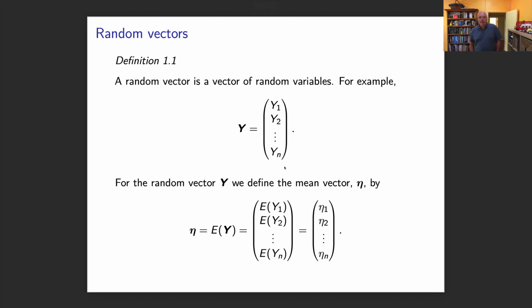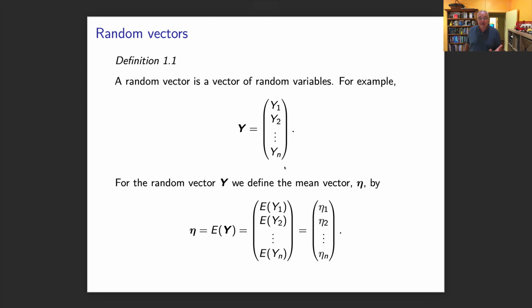So here's definition 1.1. Imagine I have n random variables, y1 up to yn, and I put them in an n by 1 vector, where the first element is y1, then y2, all the way to yn. I can indicate that this is a random variable by, first of all, calling it y, and notice it's bold. The bold tells me it's a vector. So I've got this stack of random variables.